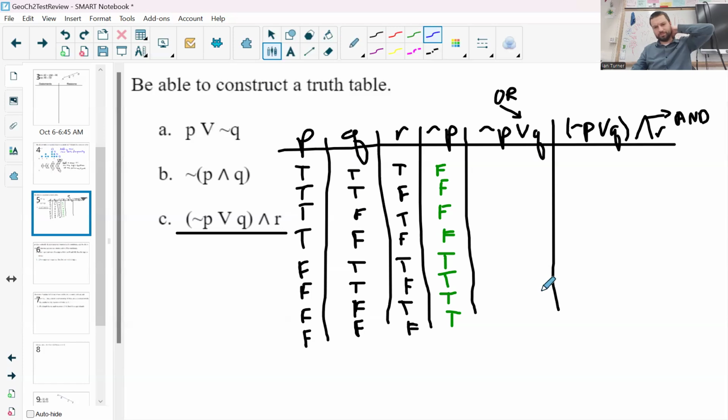Dom, what are you thinking? If anywhere there's one true, it's true. So the only place it's false is where they're both false. Okay. And our first one is not P or Q. So we're here and here. So the only place that you're going to get a false is where they're both false.